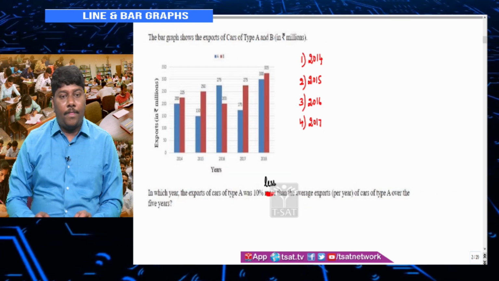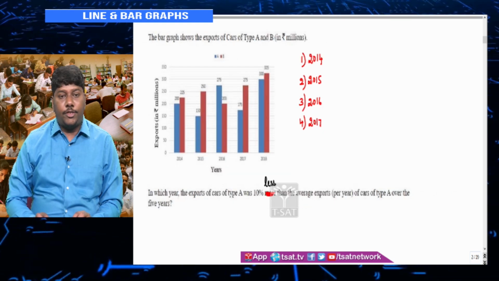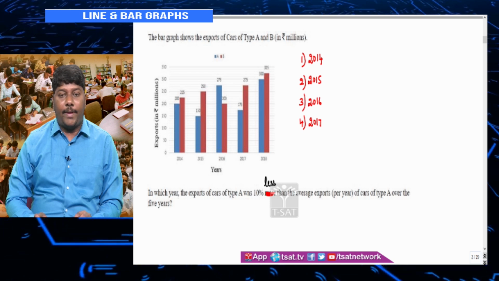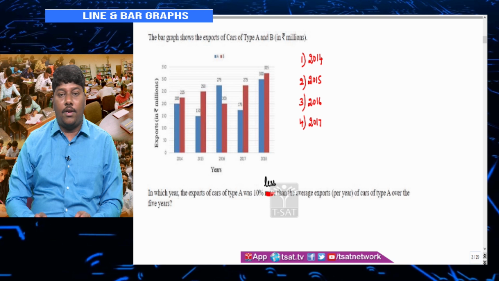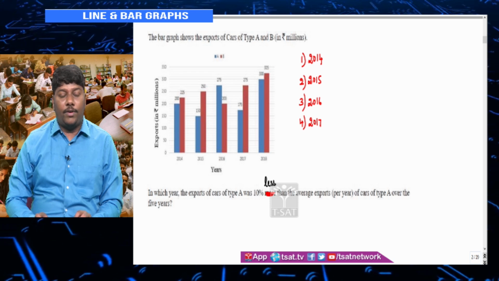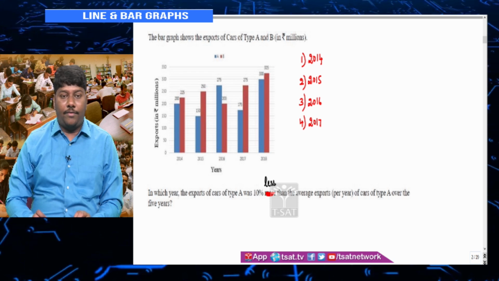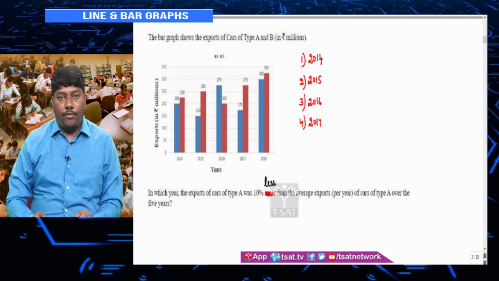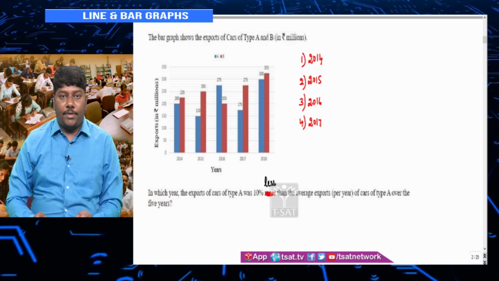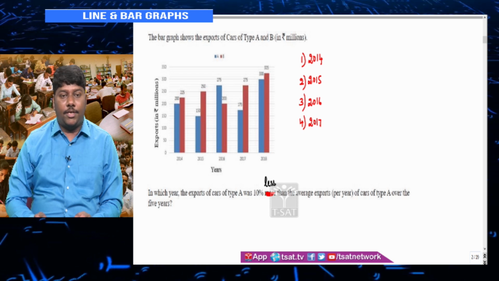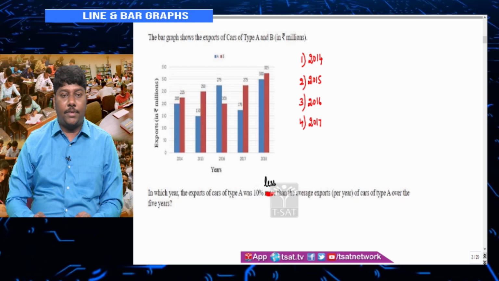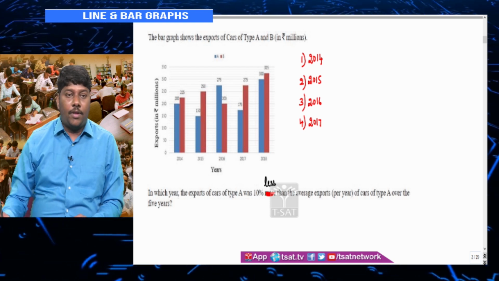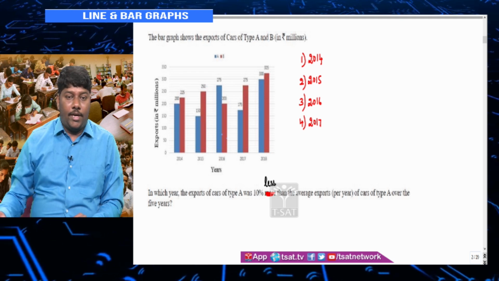The next one: in which year were the exports of cars of type A 10% less than the average exports per year of cars of type A over the 5 years? So over the 5 years, if you find out the average, I want 10% less than the average. Which year is he asking you? Which year's exports is 10% less than the average exports of all the years compared? Now look at all the years.